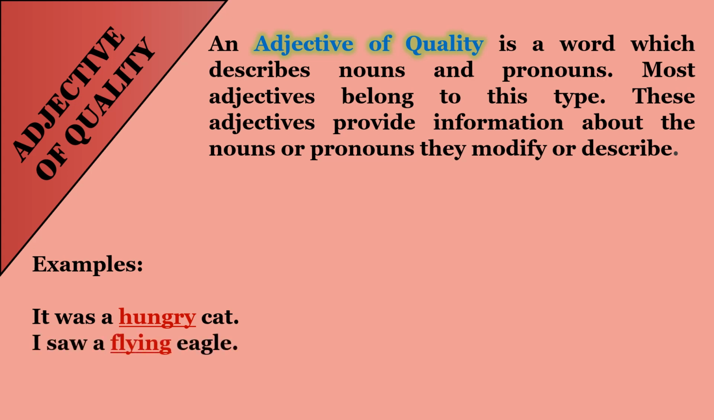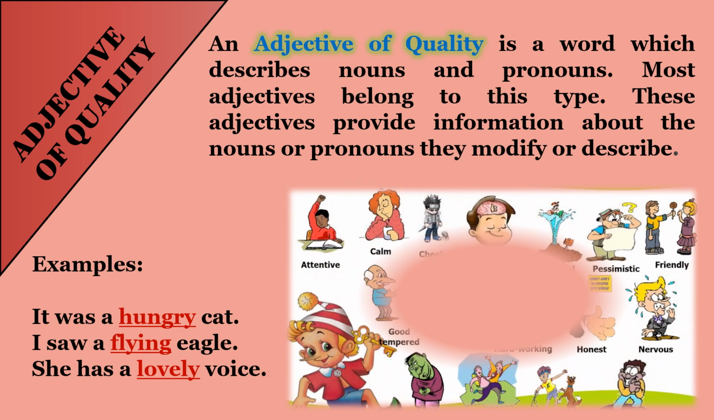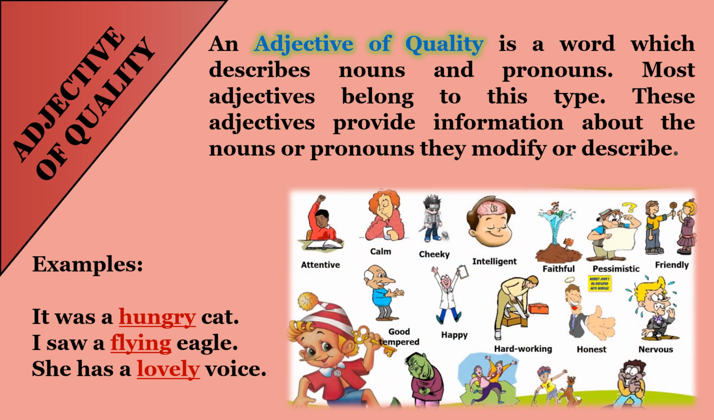I saw a flying eagle. What kind of eagle? Flying eagle. She has a lovely voice. Okay, so there's a quality given to that voice, and that is lovely. So most adjectives come into this category of being adjectives of quality. We have some more in this picture.